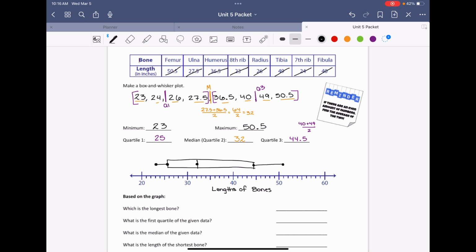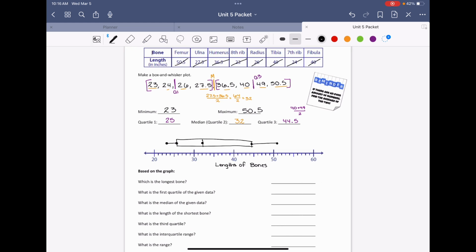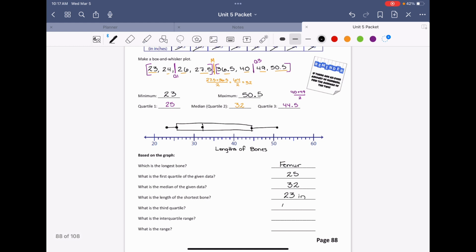All right, we've got some follow-up questions here. So it says, what is the longest bone? So the longest bone is the femur. I'm taking all of this information from my box and whisker plot and the data that they gave me. What is the first quartile of the given data? Well, we already found that. It's 25. The median, my middle number, is 32. The length of the shortest bone. So the shortest bone is the 8th rib, and it is 23 inches. The third quartile is 44.5.